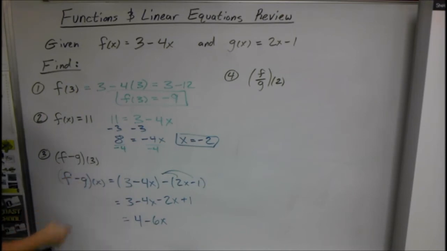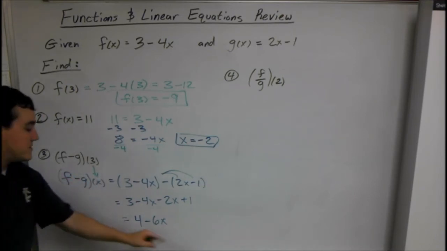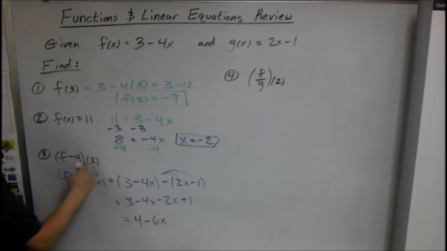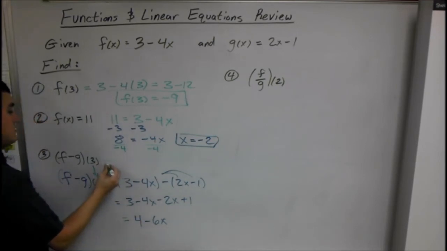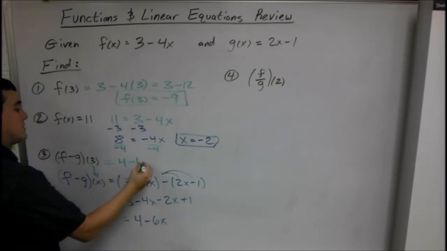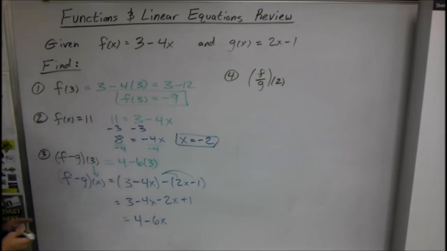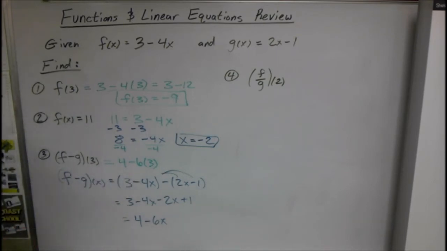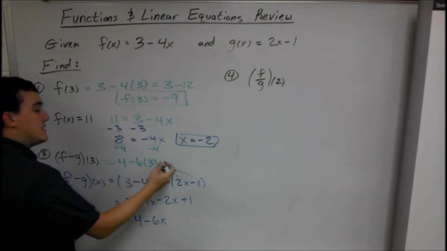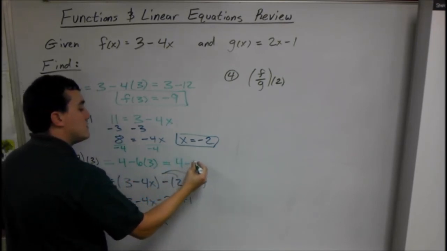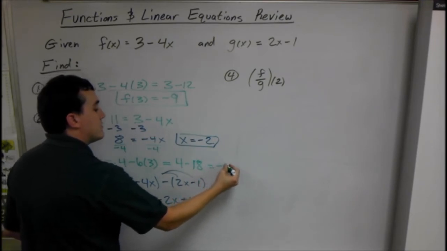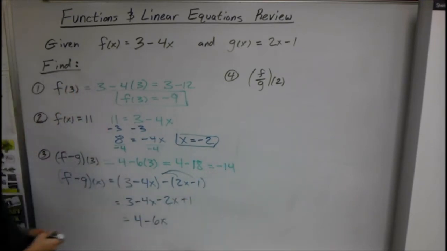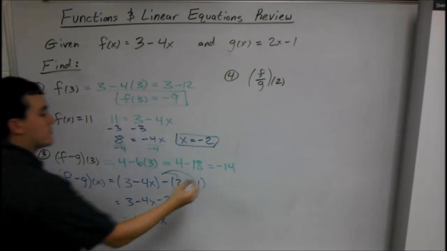And if we're plugging in 3 into x, we're going to have 4 minus 6 times 3. So f minus g of 3 is 4 minus 6 times 3 via this equation. 4 minus 18 is negative 14. So that's f minus g of 3.